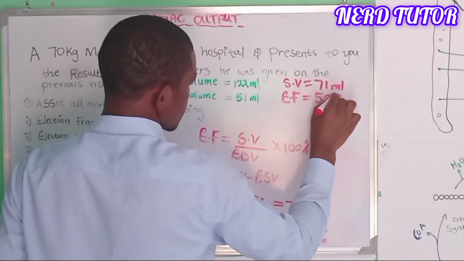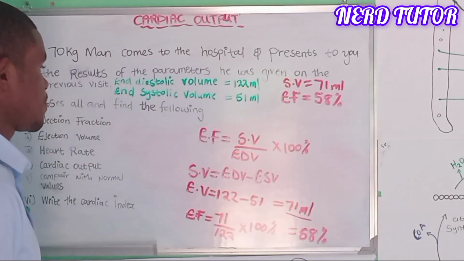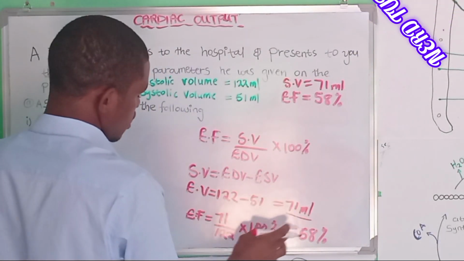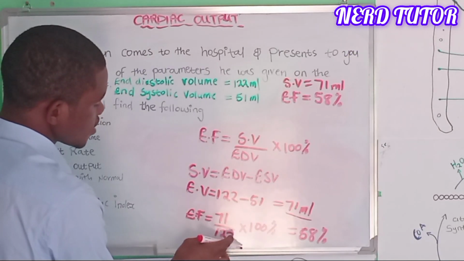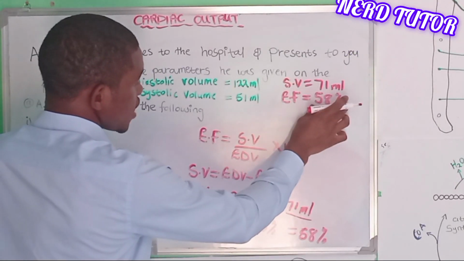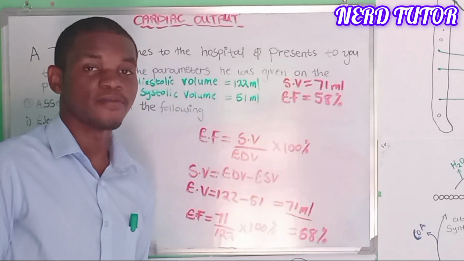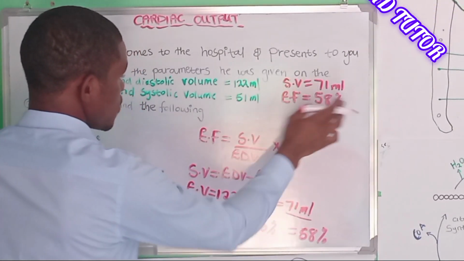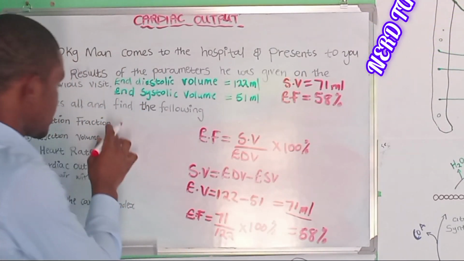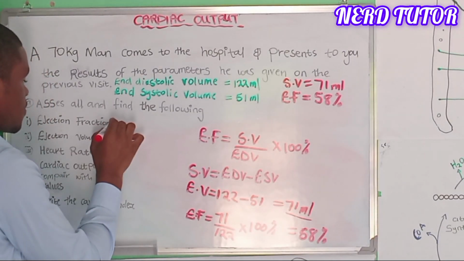58%. Very simple. Okay, so if you want, you can also do 71 times this. We are getting 58 over 100, or you can leave your answer in fraction form. So the ejection fraction we have solved is what? 58%. So let us stick here. We have solved for the ejection fraction.